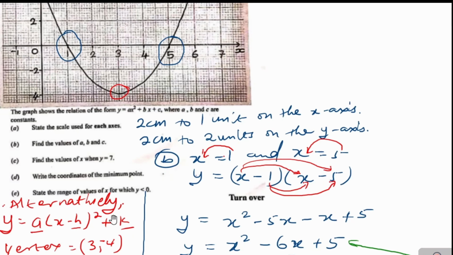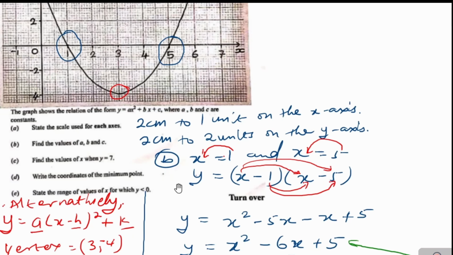We have to find the values of x when y equals 7. So here someone will say, oh, why don't we just plug y equals 7 into our equation and solve? But they say you should use the graph. So you can only use that to verify your answer, but you need to trace it from the graph so that you can get a full mark.